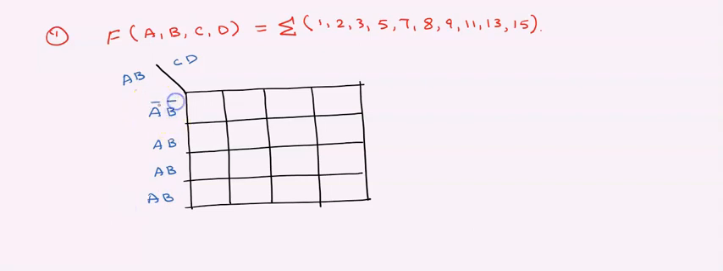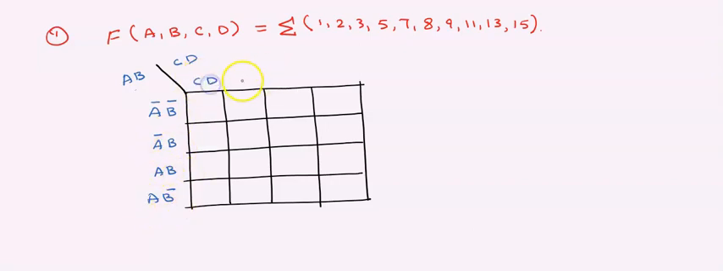Now first, what you should do here is very simple. A complement, B complement means A bar. Can you see this line? This is called A complement. A complement, B complement. Next is A complement B, and last is A B complement. That is A complement B complement, A complement B, AB, A B complement.